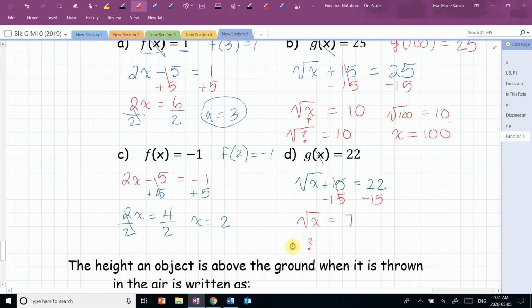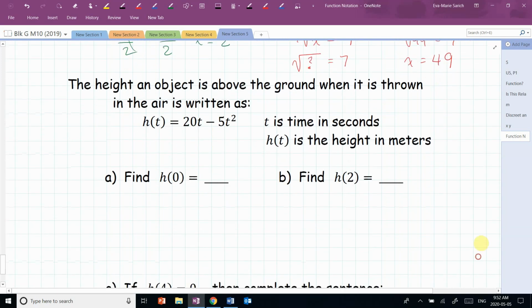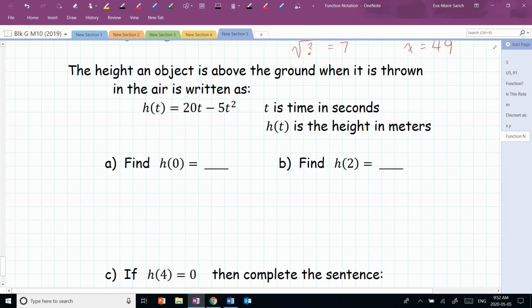Now thinking, what number, if we take the square root of it, is going to equal 7? That number is going to have to be 49, because the square root of 49 equals 7. That means that x is going to equal 49. Again, if we want to put it back into function notation, when x is 49, g is going to equal 22.